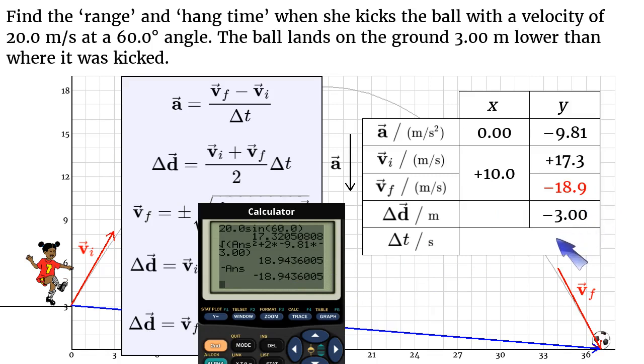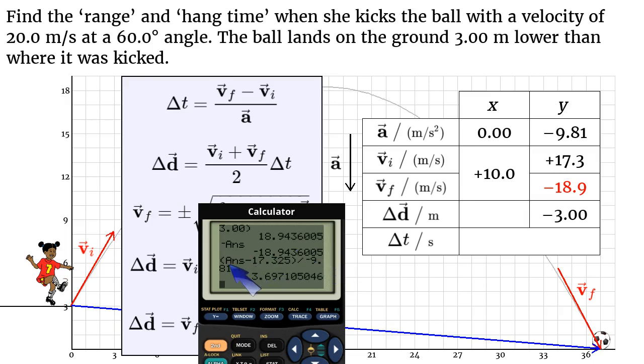So we're going to go back to the first equation. We're going to rearrange it. So first of all, multiply both sides by the time so that the time is no longer in the denominator. And then to get the time by itself, we're going to divide both sides by the acceleration. And then we can type those numbers into our calculator. So the final velocity is going to be the negative of what we just calculated, negative 18.9. We're going to subtract the initial velocity, divide by the acceleration, and the calculator gives us 3.70 for the time.